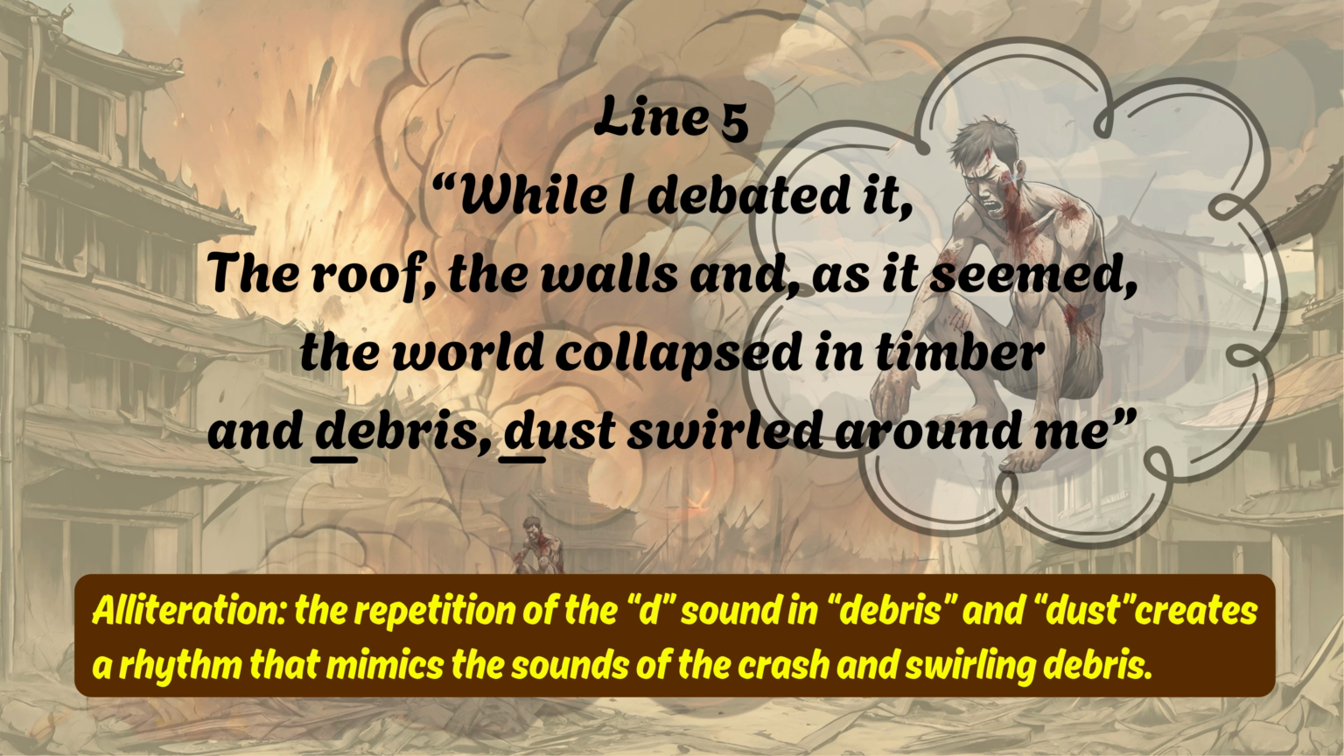Next, in the same line, the phrase "and debris, dust swirled around me" is an example of alliteration. Here, the repetition of the D sound in "debris" and "dust" creates a rhythm that mimics the sound of the crash and swirling debris. The repetition makes the scene feel more chaotic and loud, therefore adding to the intensity of the moment. It pulls the reader into the action, helping them almost hear the sound of destruction.